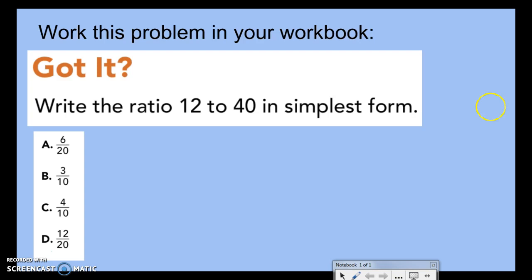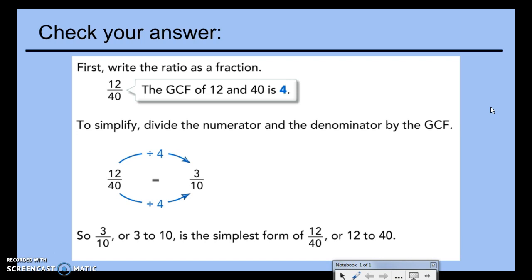Alright. Check your answer. First, write the ratio as a fraction. 12 over 40. The greatest common factor of 12 and 40 is 4, because again, you're trying to simplify your answer. Simplify, divide the numerator and the denominator by the GCF. So in return, you'll end up with 3/10, or 3 to 10 as your simplest form. Okay? And guys, if you are on the digits assignment and you get kind of lost, feel free to rewatch this part of the video or come to the slides, that way you don't get stuck.